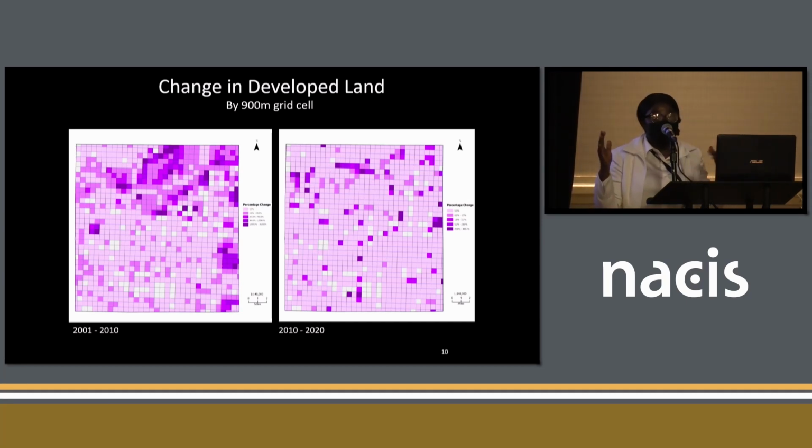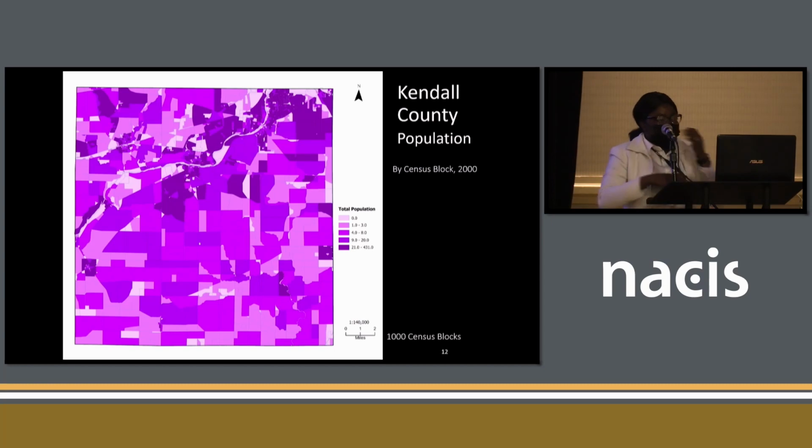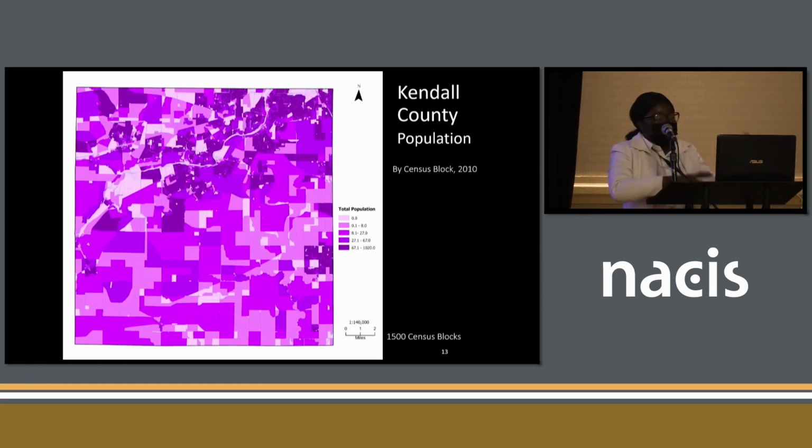So I made a 900-meter grid cell to extract changes in urban development in the county. And that is what I have here for the years I consider. And then I moved to getting my population data. This is block level census data from the US Census Bureau, and I have it for the years I'm considering, 2000, 2010, and 2020.